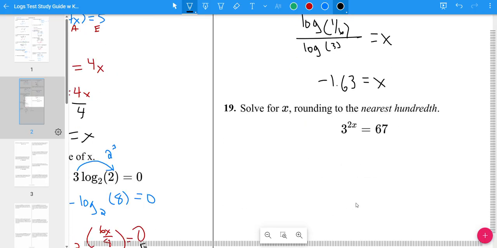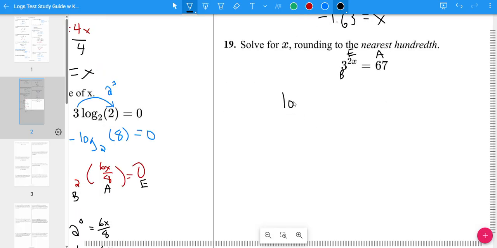Okay. Now, 19 is similar, but a little bit different. You can't go ahead and divide by 2. You got to get it out of the exponent first. So we go straight to bay. You only divide if it's out front. So right here, let's just rewrite with bay. So b, e, a. Logs are bay. My base is 3. My a is 6.7. And my e is 2x.